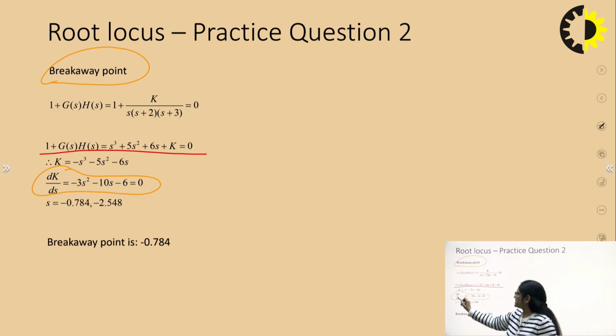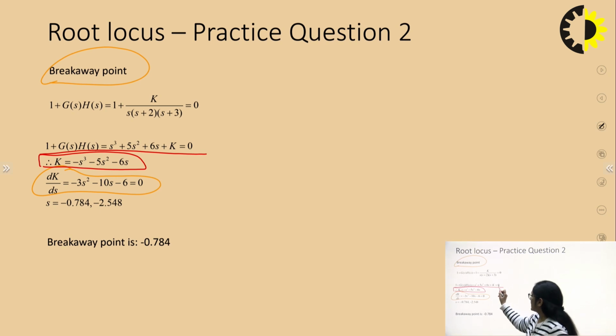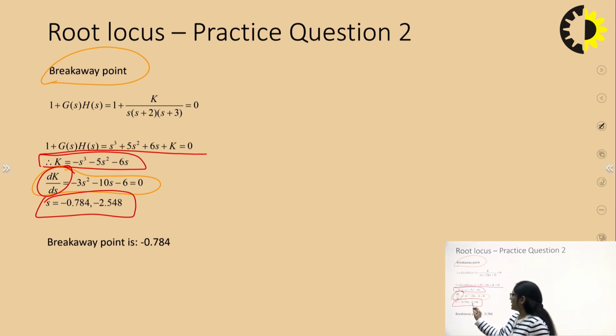And to find dk by ds, we write an equation for k. K will be minus s cube minus 5s square minus 6s. When we differentiate, dk by ds simply means that we are differentiating. So, this comes out to be minus 3s square minus 10s minus 6 equal to 0. So, the roots of dk by ds come out to be minus 0.784 and minus 2.548.